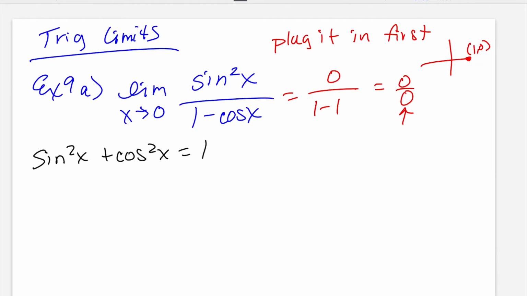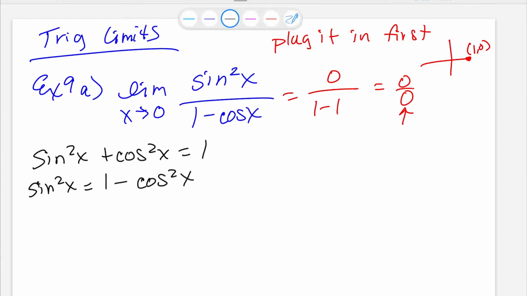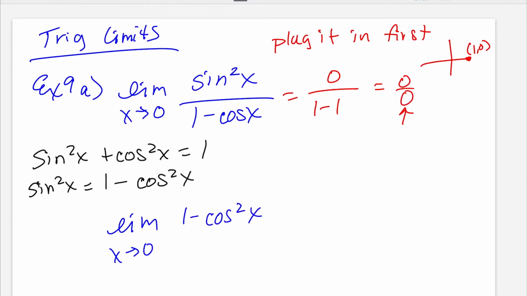Do you see what's happening here? I can rewrite sine squared to be in terms of cosine. So if I already have this cosine, then you can rewrite your sine to be in terms of cosine. Good. Okay, so let's try that out. I have the limit as x approaches 0 of 1 minus cosine squared x over 1 minus cosine x.